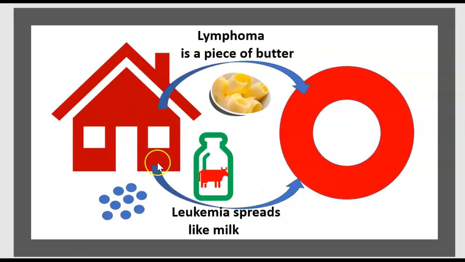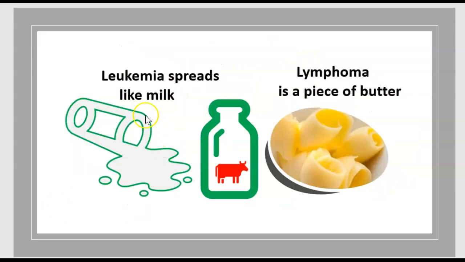When precursors go into the circulatory system and spread like milk, it's leukemia. If they spread like butter, it's lymphoma. Leukemia spreads like milk, and lymphoma is a piece of butter.